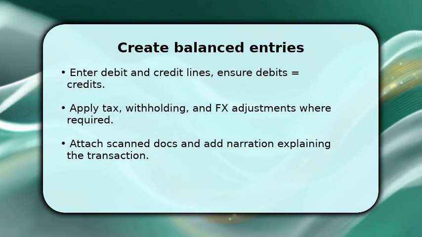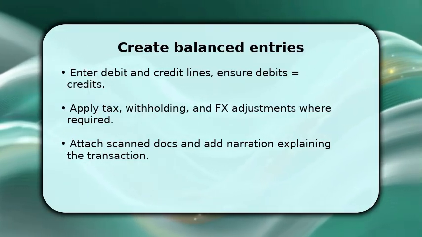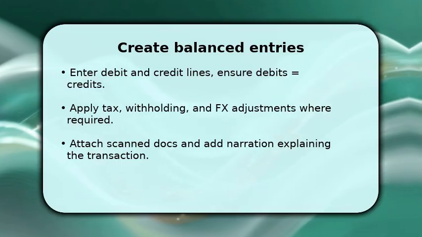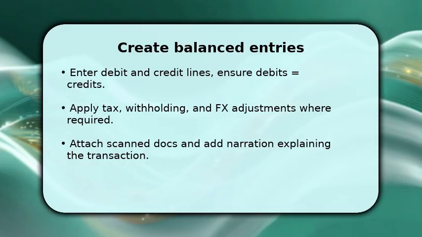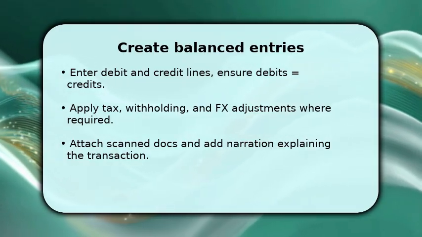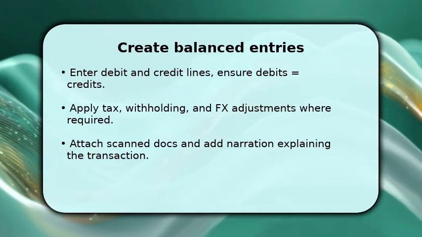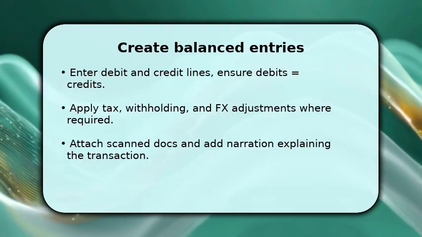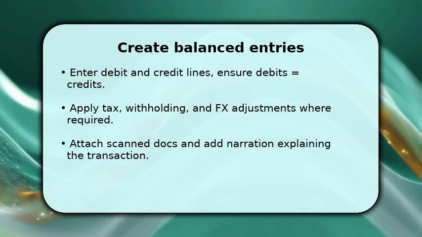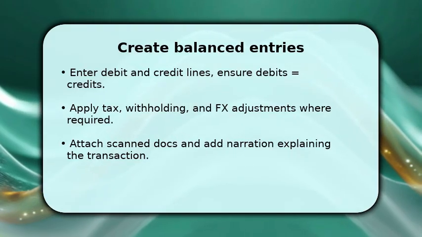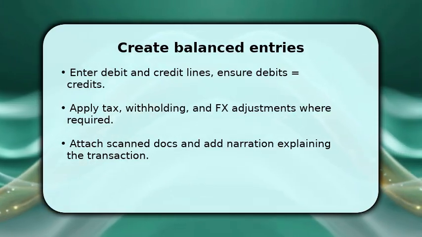Next, you enter the voucher lines and focus on balancing debits and credits. Post amounts to the mapped GL codes and double-check sums so the ledger stays balanced. Once the basic lines are in, apply tax or withholding calculations and any FX adjustments if the transaction crosses currencies, because these impact net amounts. Make sure to attach supporting scans and write a clear narration that explains why the entry exists. This reduces query cycles and speeds approvals downstream.